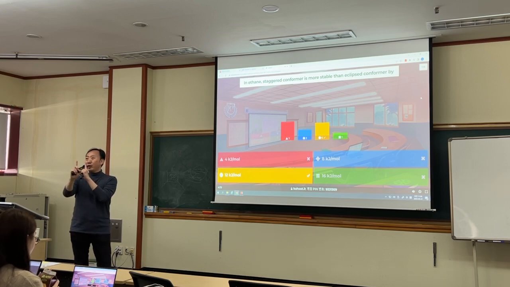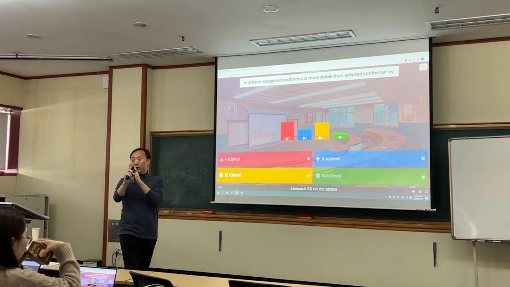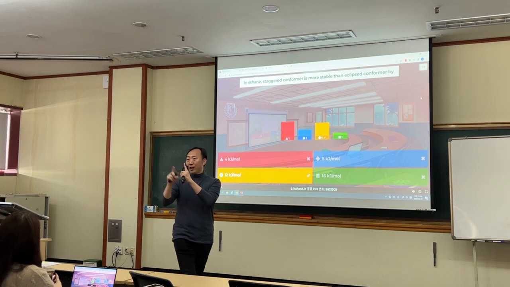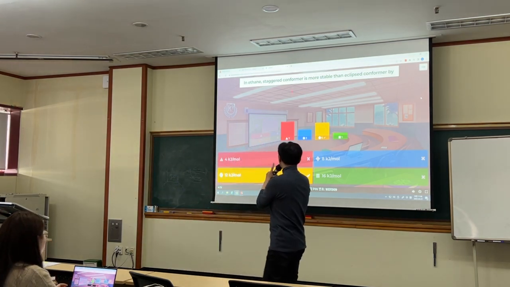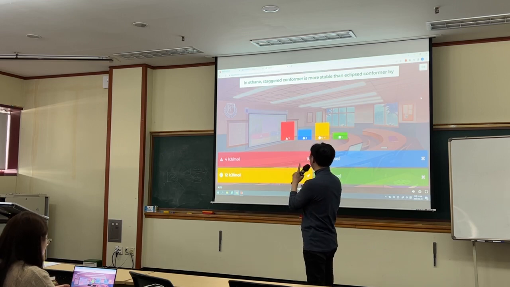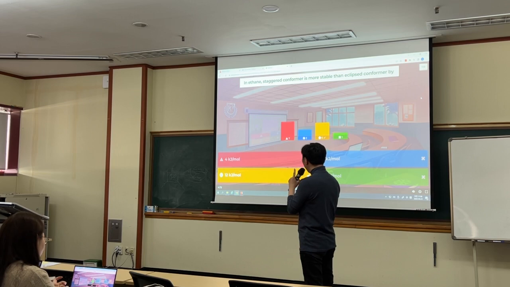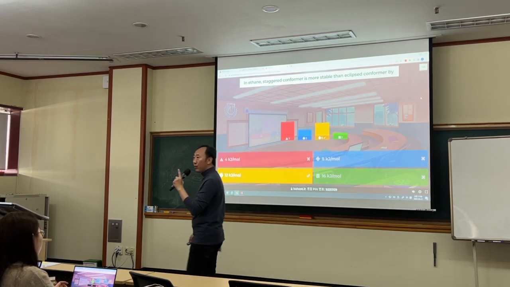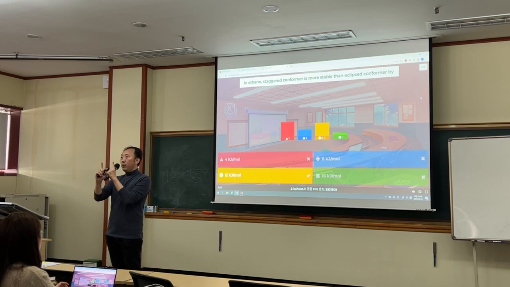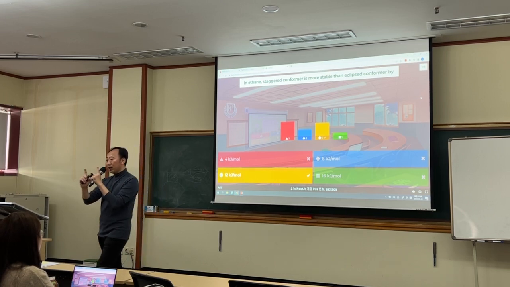1H to 1H, that is about 4 kilojoule per mole, right? And if it's eclipsed form, it has 3. So in ethane, the staggered form is a little more stable. 3 of the 4. That's why the total difference is 12 kilojoule per mole. Okay, one overlap was about 4 kilojoule per mole more stable.